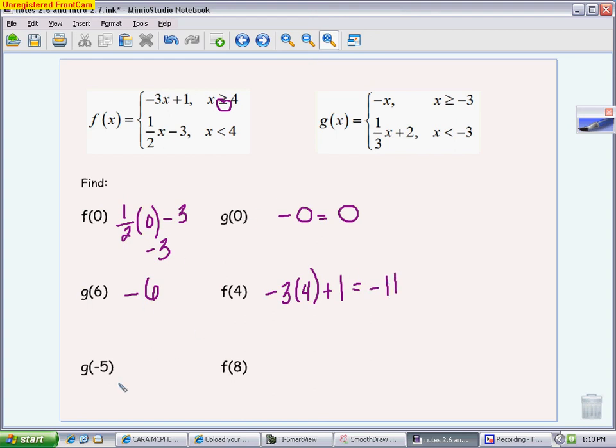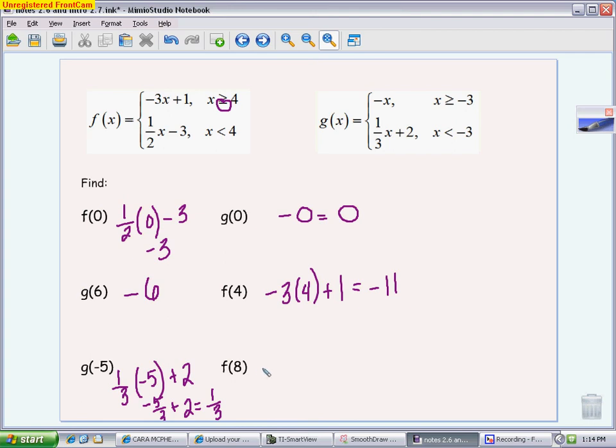For g of negative 5, again, the g function, negative 5 is less than negative 3. You have to know your integer values here to determine that. And you're going to take 1/3 of the negative 5 you're plugging in plus 2. This one is not going to work out quite as pretty. You get negative 5/3 plus 2, which is the same as 6/3, or you could do this in your calculator. You get 1/3. I would prefer that you write your final answer, whether you use your calculator or not, as 1/3 and not 0.3 repeating, to be a little more accurate.